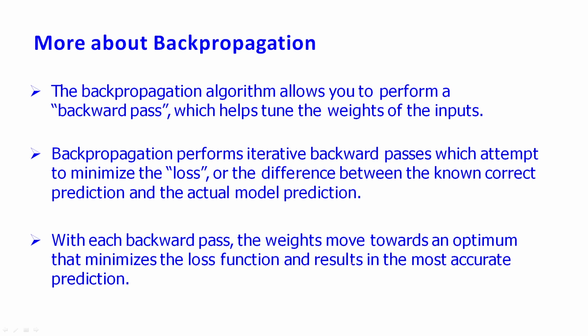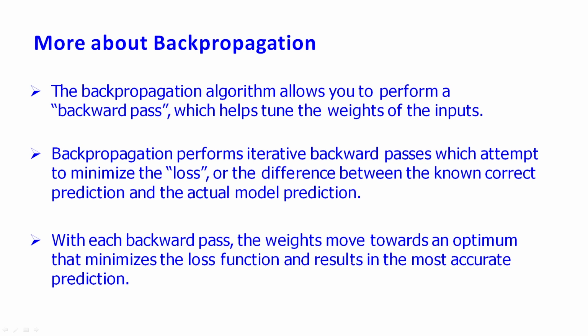You have to have a successful solution, with less error or better accuracy. Backpropagation performs iterative backward passes which attempt to minimize the loss. What is loss? It is nothing but the difference between the known correct predictions and the actual model predictions; loss is error.